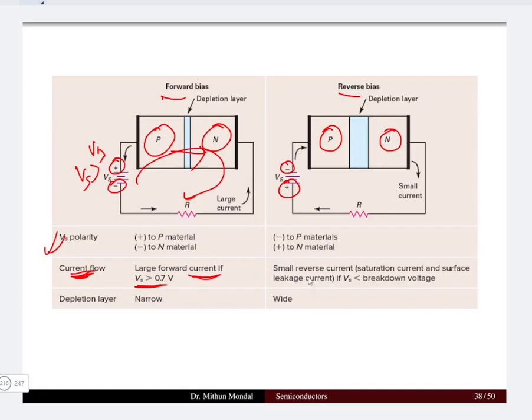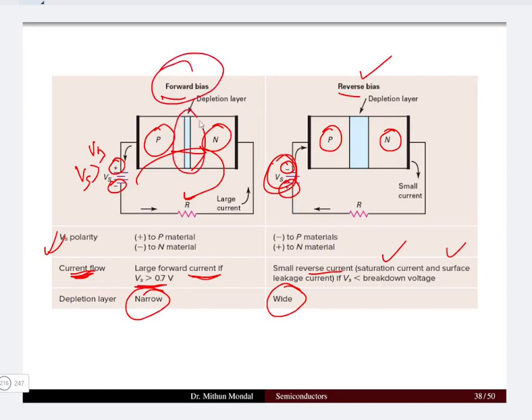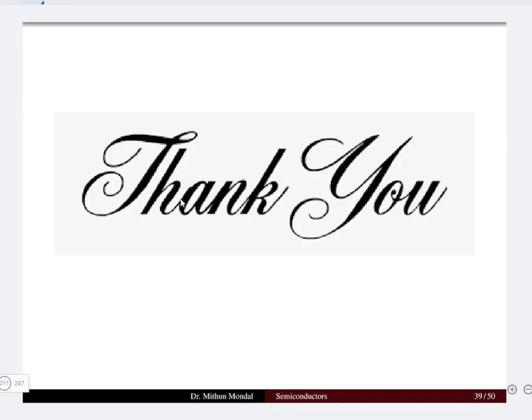And in reverse bias, only saturation current and surface leakage current will flow, because in this case Vs is less than the breakdown voltage. So current will not flow in the reverse biasing condition; only saturation current and surface leakage current will be there. Here the depletion layer is narrow, here the depletion layer is wide. In forward biasing, the depletion layer is very narrow, but for reverse biasing, the depletion layer is wider.